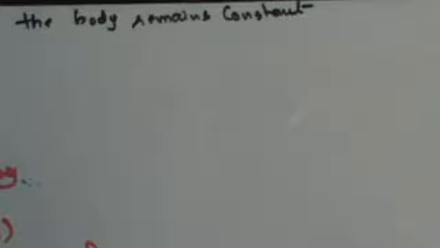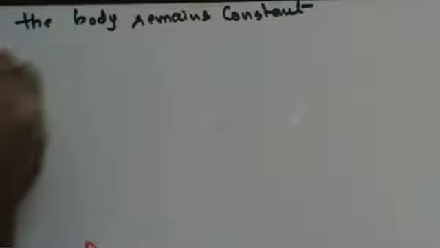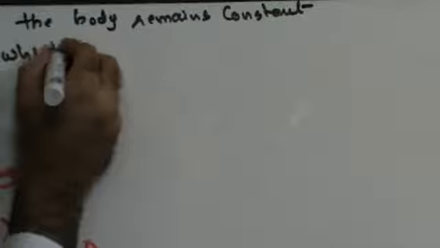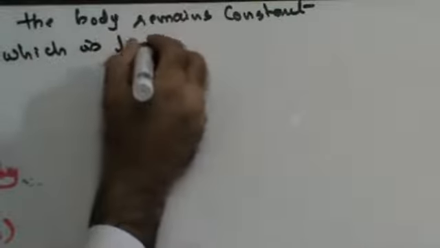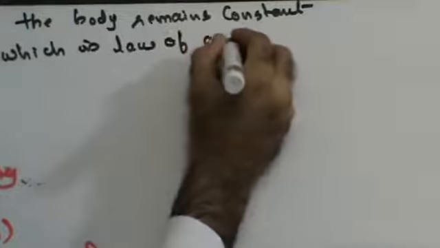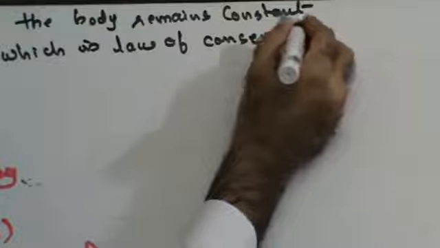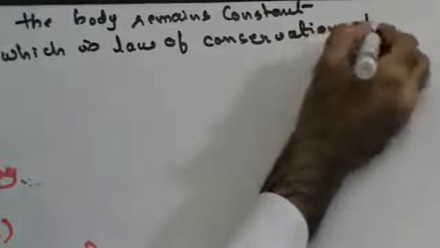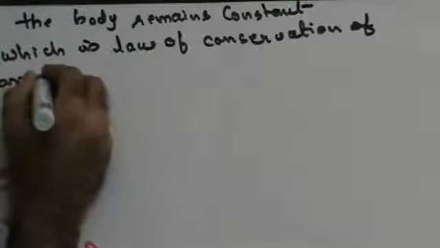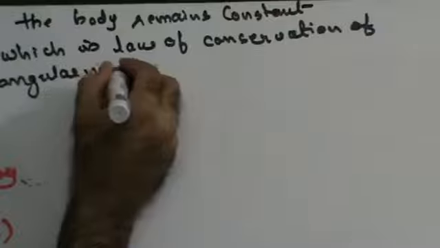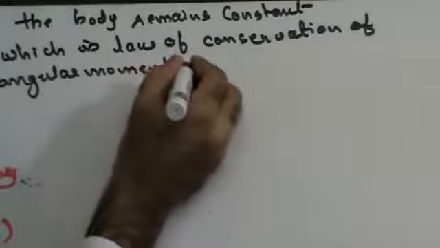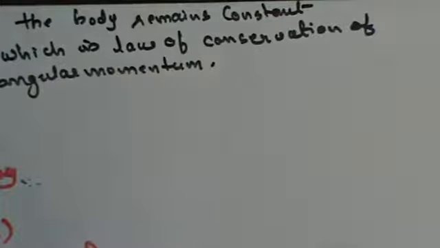Now, once I know that the angular momentum is constant, that's my law of conservation of angular momentum. Fine, do we get this in here? Let's start with the numericals. This finishes the theory. Let's start with the numericals. Take down please.